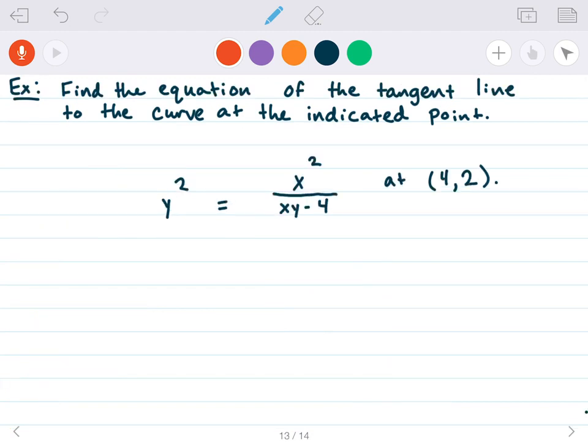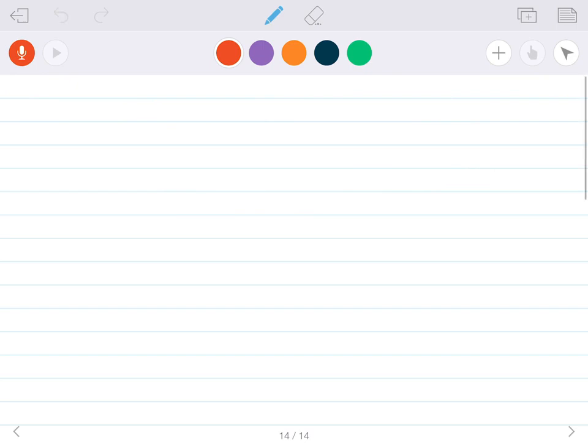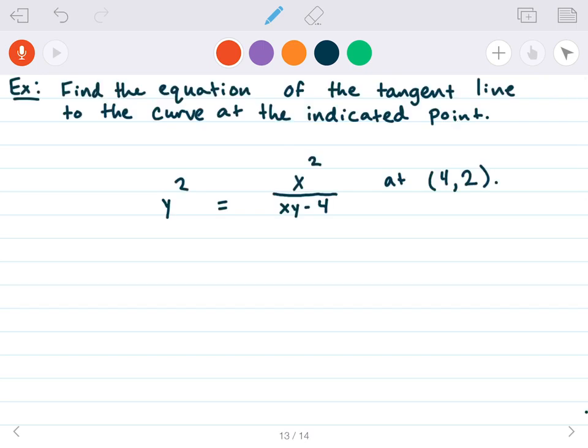Okay, let's do one more like this. I believe that's the last example. So again, I'm in the same situation. I want to find the equation of the tangent line. So I encourage you to pause the video at this point and see if you can do it.